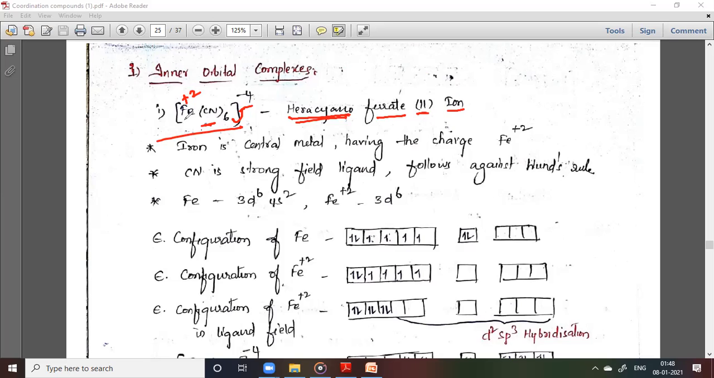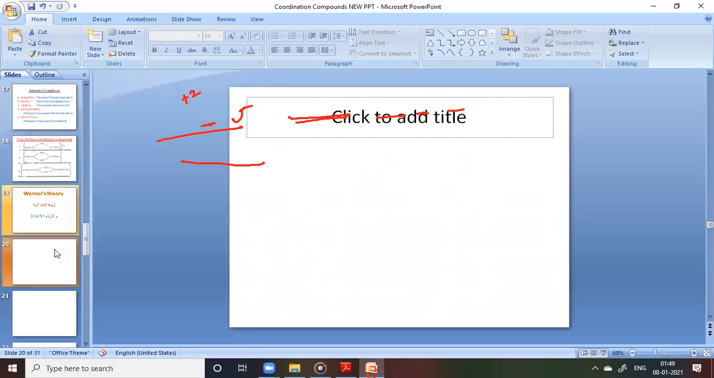Let us understand the hybridization, the structure, and the geometry of this particular complex. First, the central metal, which is iron. You should remember the d-block elements, then only you will understand all these things, the hybridization. So see here, I will tell you once again.